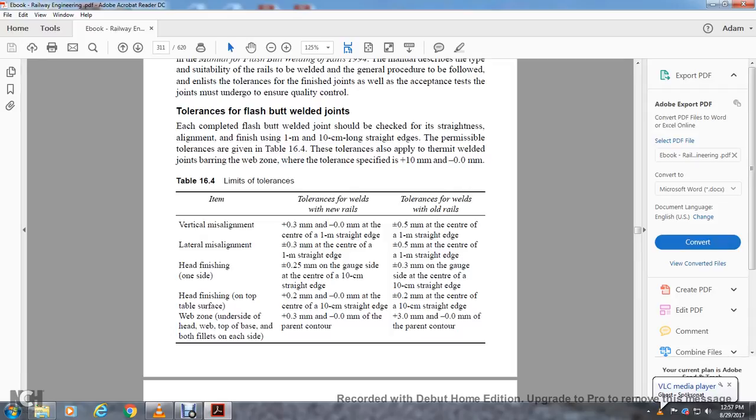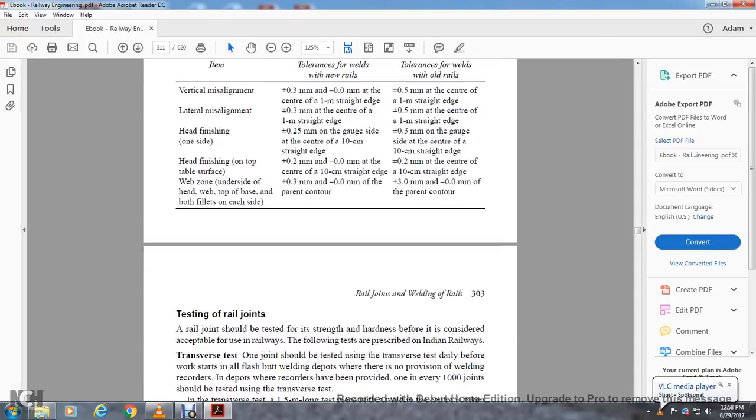Head finishing on top of the table surface, 2/10 of a millimeter, negative 0.0 millimeters at the center of the 10 centimeter straight edge, plus or minus 2 millimeters for old rails. Web zone, underside of the head, web, top of the base, and both fillets on each side: plus 3/10 millimeters, negative 0.0 millimeters on parent contour for new rails, 3 millimeters, negative 0 millimeters on parent contour for old rails.